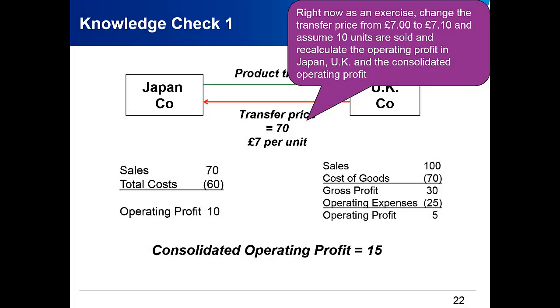Right now, as an exercise, I want you to work through the numbers as if the transfer price changed from £7 per unit to £7.10 per unit, or 10p. And assume again that the 10 units are sold and recalculate the operating profits of Japan, UK Co., and the consolidated operating profit. So do exactly what we just did in the last class exercise, but do it now on your own. I recommend you hit pause in the video, work out the numbers, and then start it up again so you can see how your answers compare.